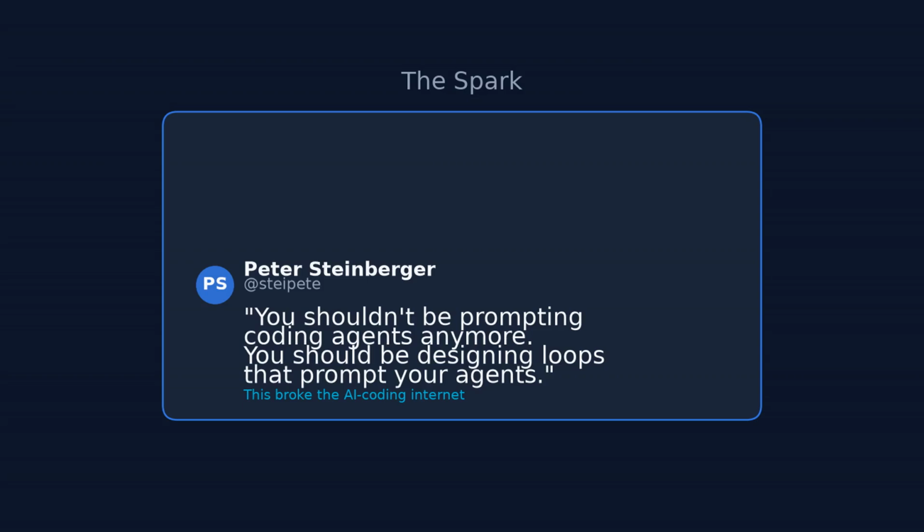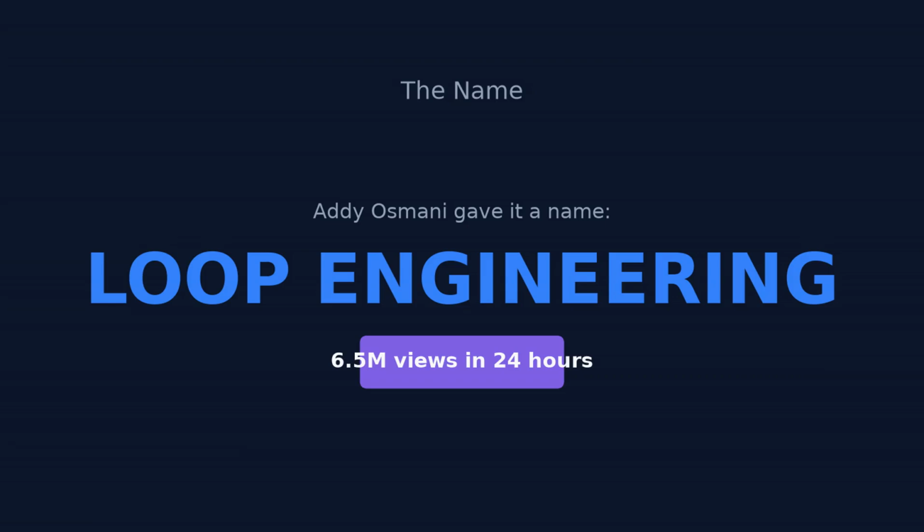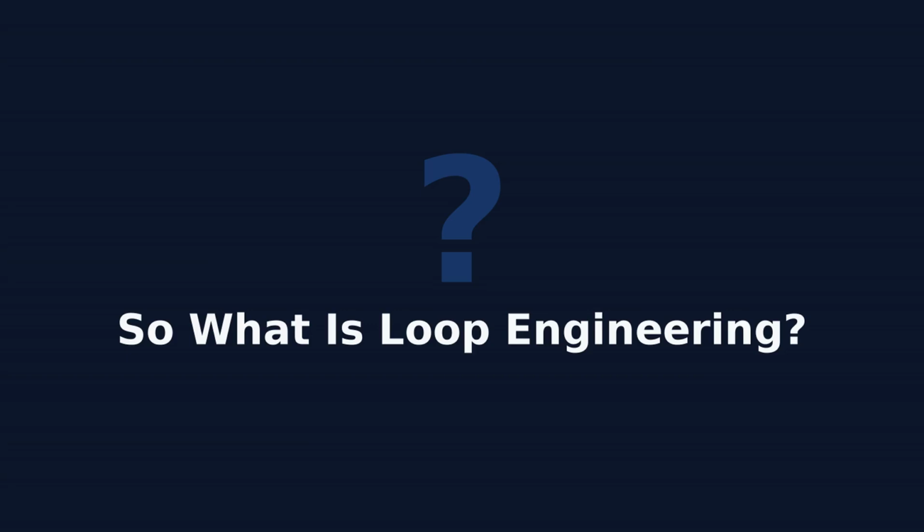Within days, Addy Osmani gave it a name, loop engineering. His essay crossed 6.5 million views in under 24 hours. So what is loop engineering? It's replacing yourself as the person who prompts the agent.